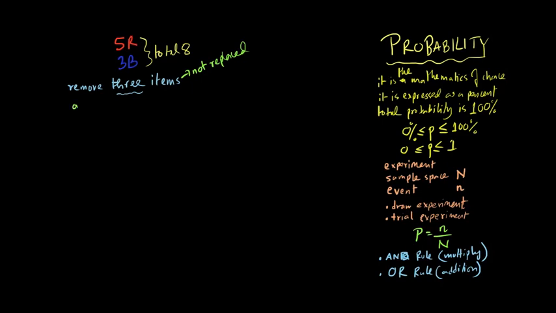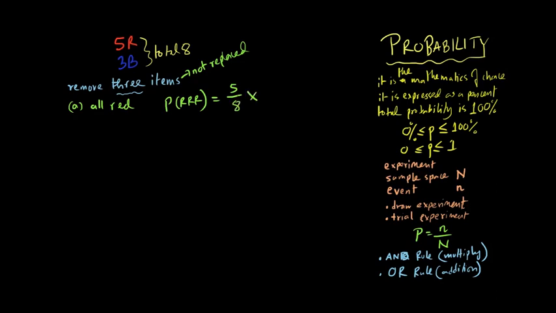So the first one, all red. If you have all red, that is going to be the probability of red and red and red. So the first one is 5 out of 8.